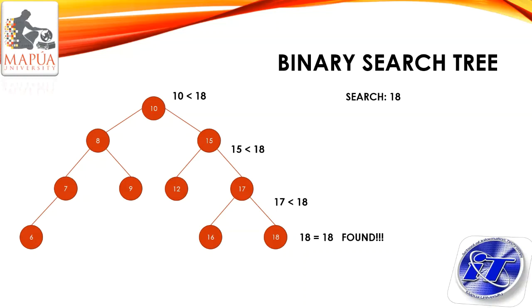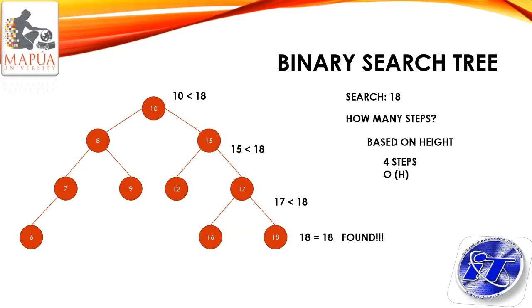So how many steps in finding 18 in our tree? It is based on height. So 1, 2, 3, 4. We have 4 steps. Therefore, the Big O notation for this type of binary tree is O(h).